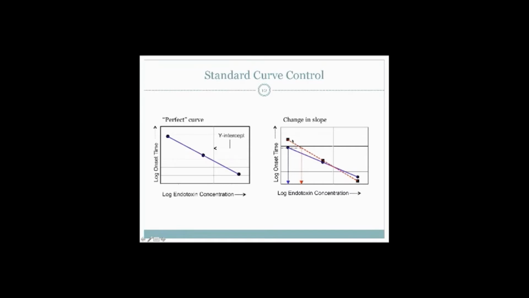So what happens if I change the slope? What I did in Excel was I kept the y-intercept the same. You can see it intersects here at the y-intercept, and I changed the slope.